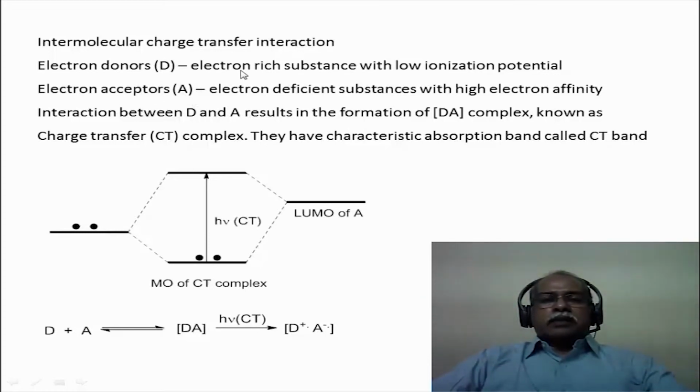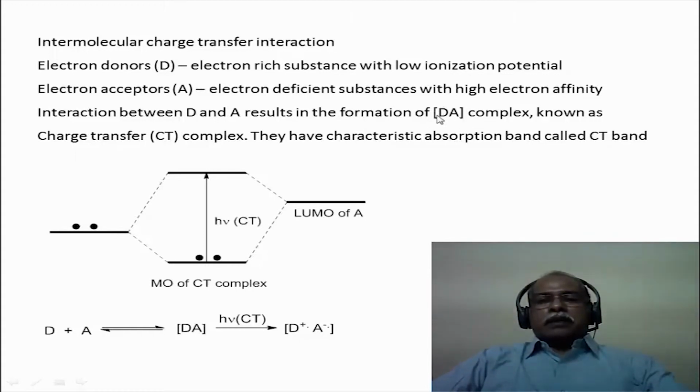Electron donors are substances which are electron rich in nature with low ionization potential, whereas electron acceptors are substances which are electron deficient in nature with very high electron affinity. That is the characteristic feature of the electron donor and an electron acceptor. Electron donor should be low ionization potential molecule. Electron acceptor should be high electron affinity molecule. The interaction between a donor and acceptor can result in the formation of a charge transfer complex.